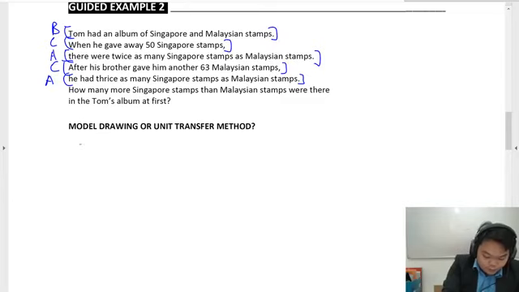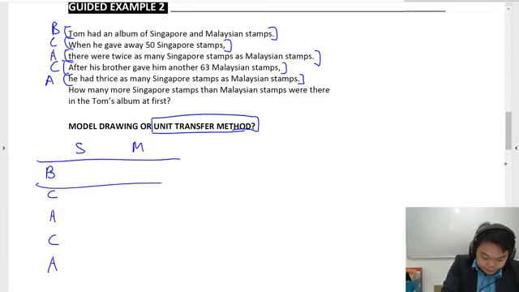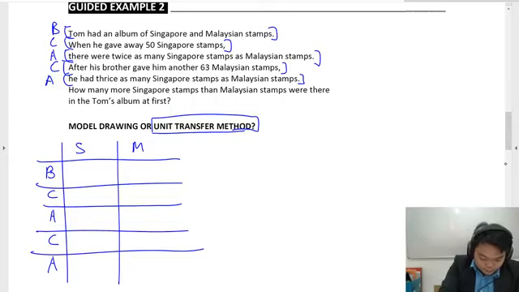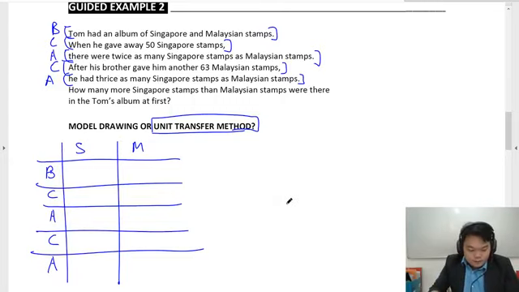So now we see that I will use unit transfer method for this, and you will see that there's a Singapore and Malaysian stamps, and we go according to what the situation is.